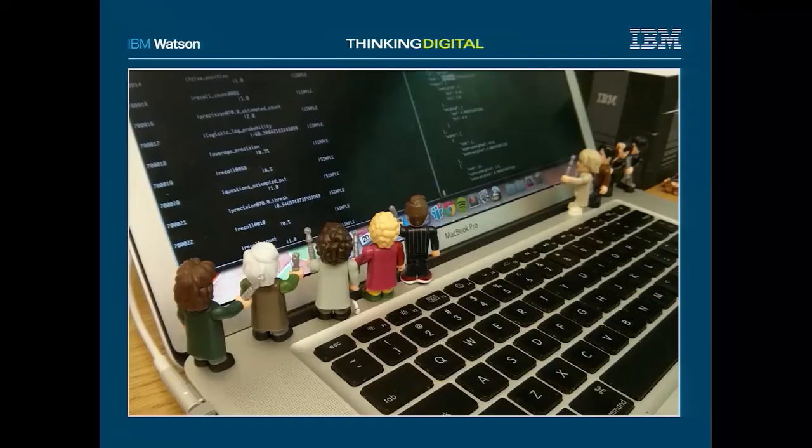But what I want to talk about today is how we use computers. I want to talk about how we interact with computers.